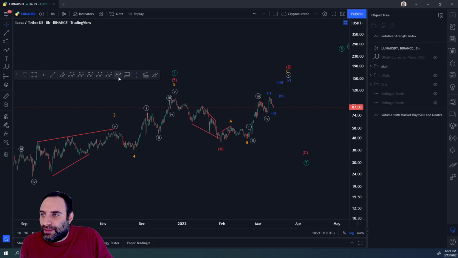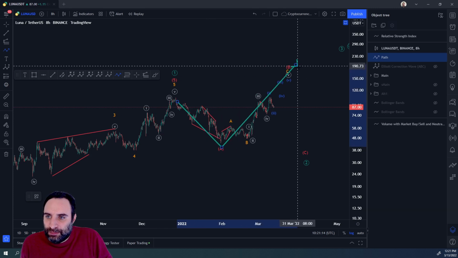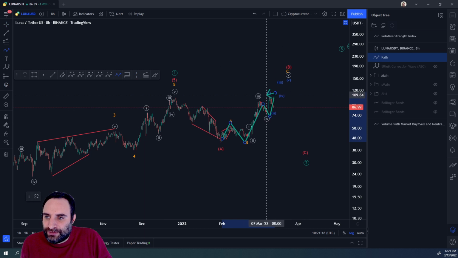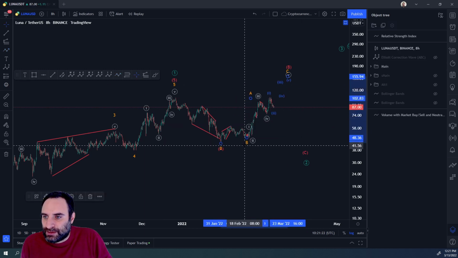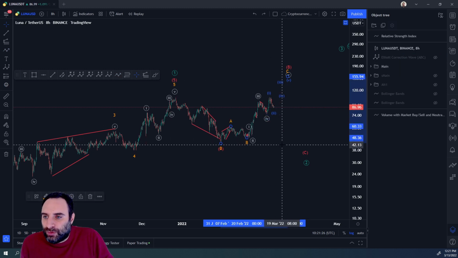And then the other scenario where this is still a flat would be here A and B. However, my wave B will have 1, 2, 3, 4, and 5. That will be A, and then we'll get B and then C. So it will be something like this: A, B, and C higher. And that will be all for Luna.